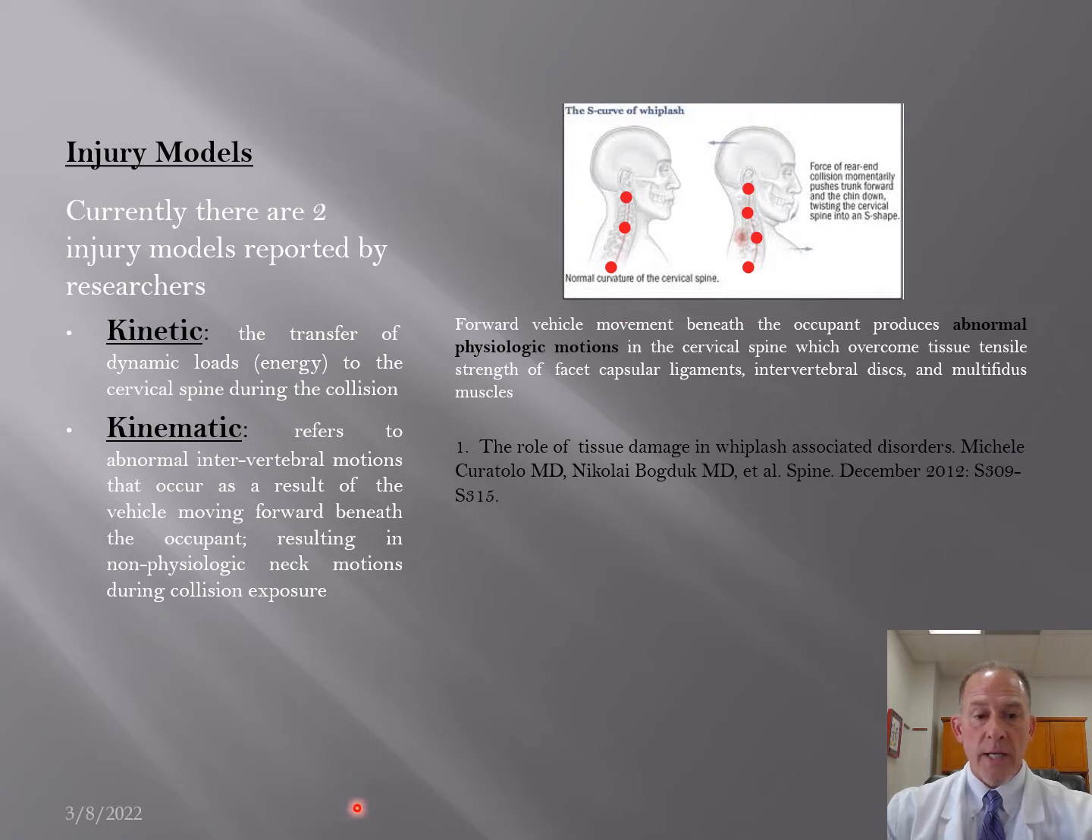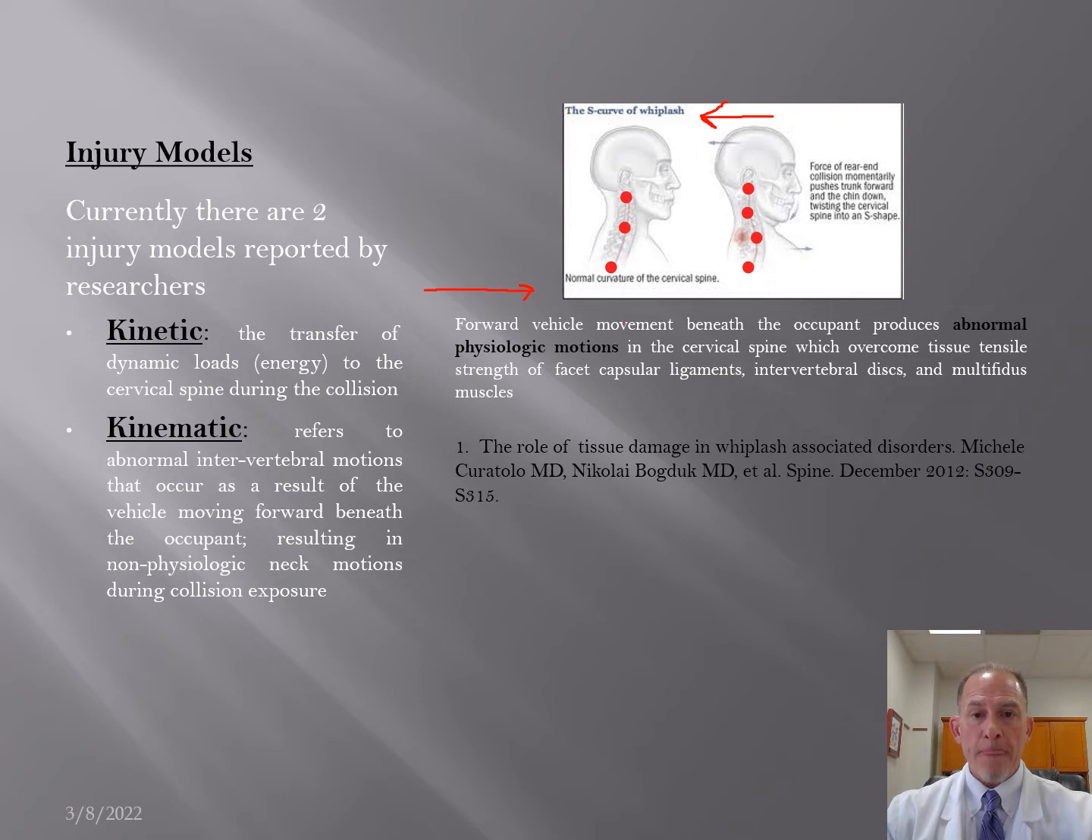So if we take a look at this guy over here, you see his normal cervical lordosis is a C-shaped curve, forward. That's for most of us. The vehicle movement is in this direction here. So being that this person is seated and stationary, the movement of the head once the vehicle is struck relative to the vehicle is in the opposite direction. So we have shearing forces.